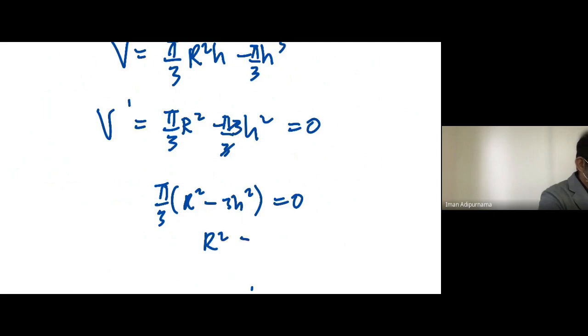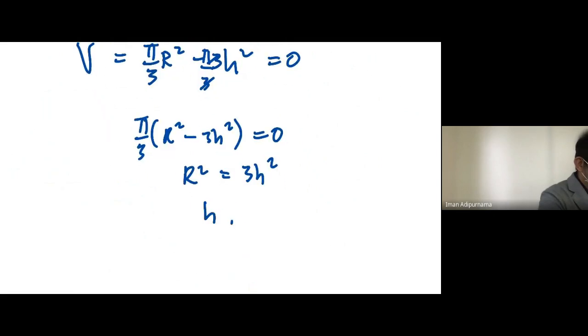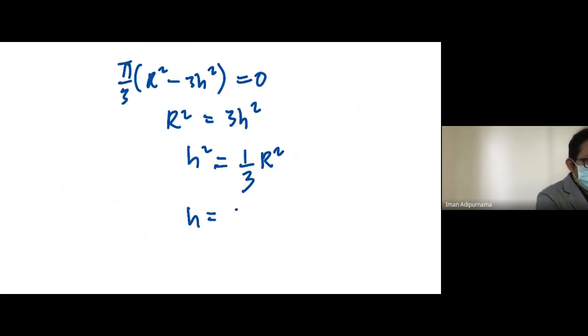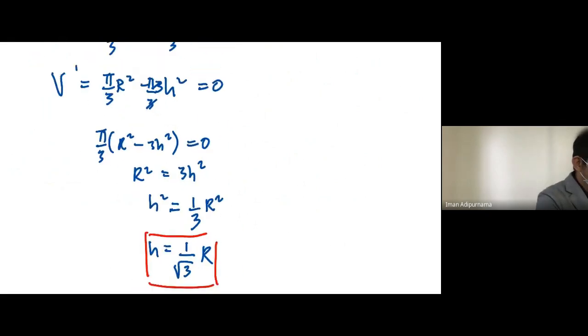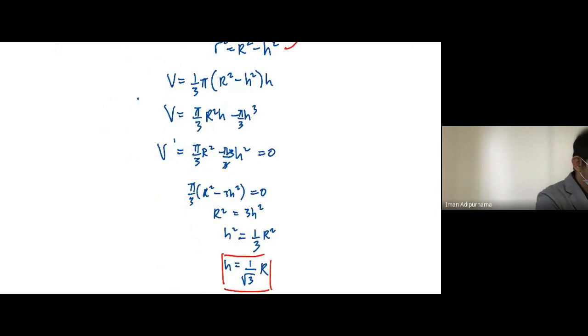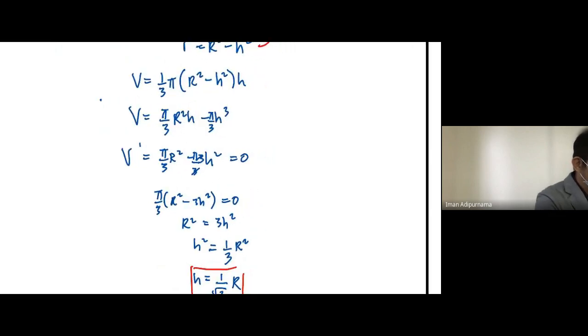So r squared is 3h squared, or h squared is 1 over 3 r squared, which gives h equals 1 over square root of 3 r. Yeah, I think that will be better. And because we have this h, we can take this h into our solution.